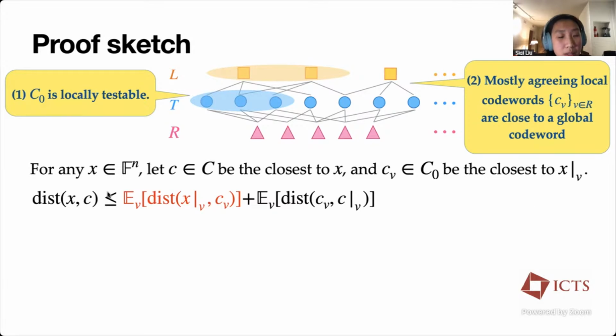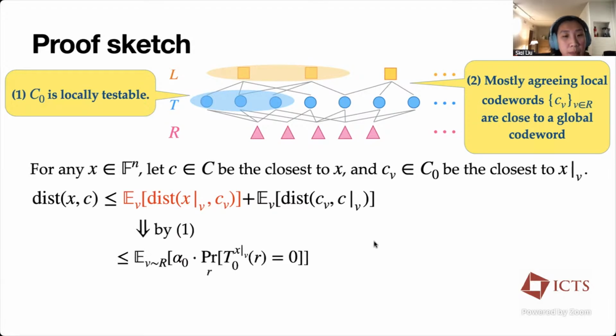Now with the help of this collection, we can upper bound the distance from X to the code space with the following two average distances. The first one is the average distance from the restriction of X to v to the local correction C_v. And another average distance is from these local corrections C_v to the restrictions of c to the local neighborhood of v. So this is just the triangle inequality. And next, we're going to bound each distance separately and try to relate them to the rejection probability of T.